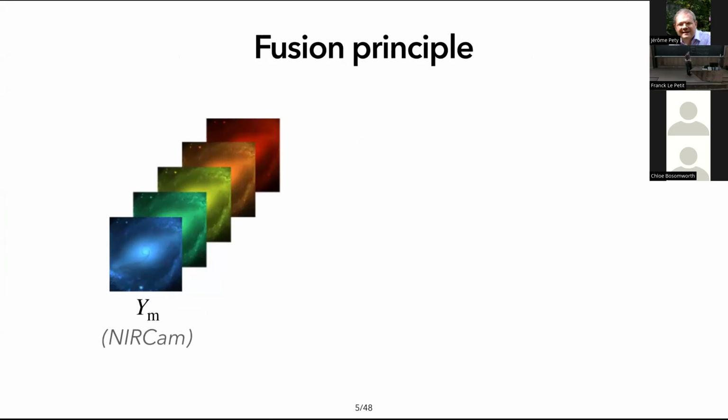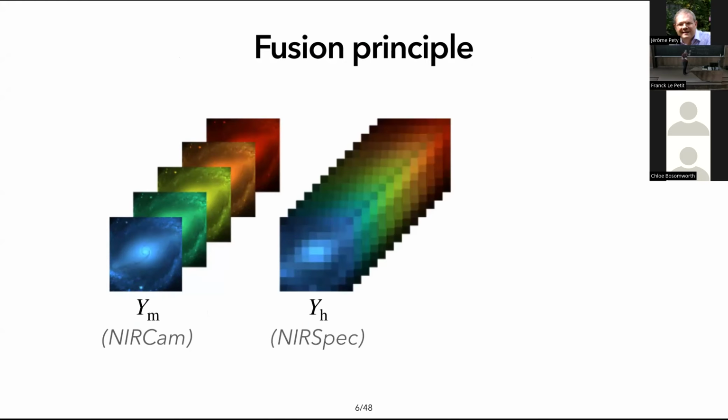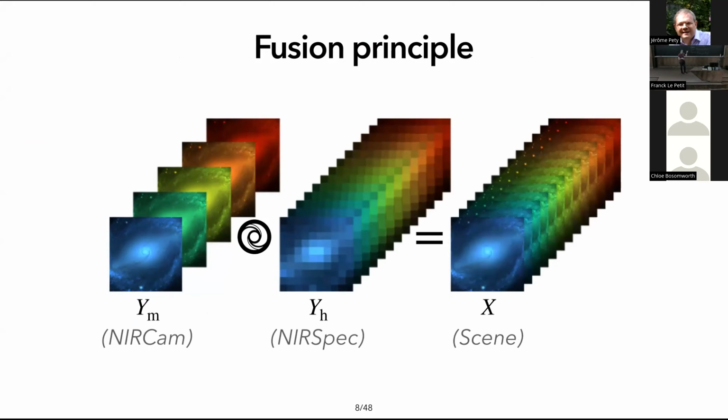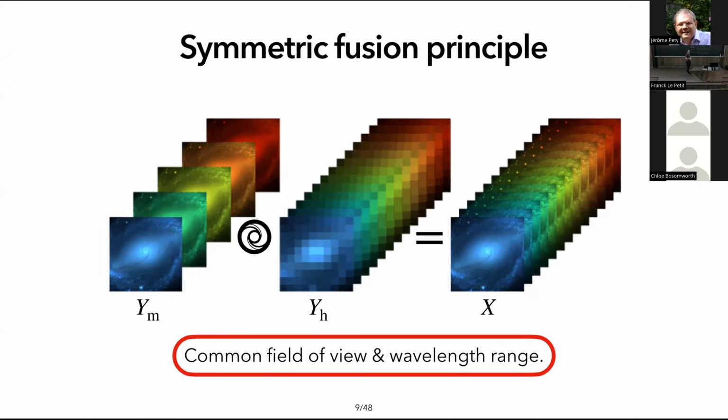My goal was to combine a NIRCam image YM and a NIRSpec image YH in order to fuse them and reconstruct the scene X that has been observed by those two instruments, with the high spatial resolution of NIRCam and the high spectral resolution of NIRSpec. In this talk, I will be speaking about symmetric fusion, which is a fusion where we consider observations on the same field of view and the same wavelength range. Let's dive into it.